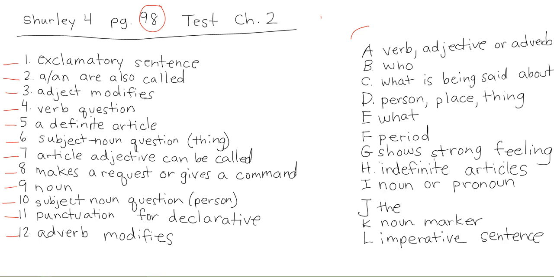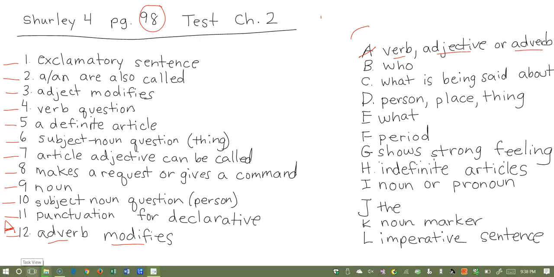A verb, adjective, or another adverb. What is that? Well, look over here and we'll say, hey, isn't that an adverb? An adverb, there's our A. An adverb modifies a verb, adjective, or another adverb. That goes together. That works. So that's an A over here.